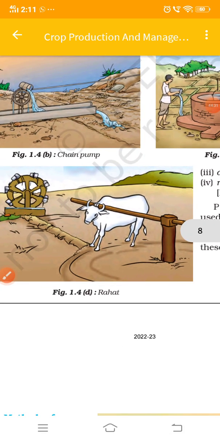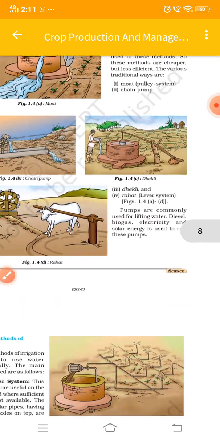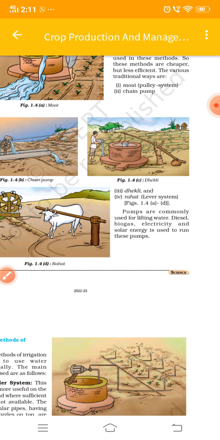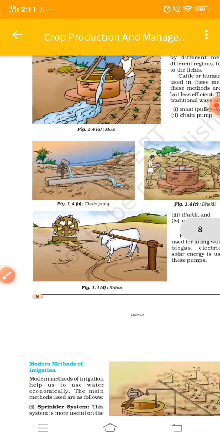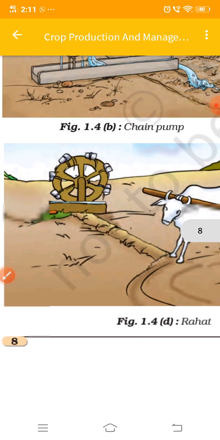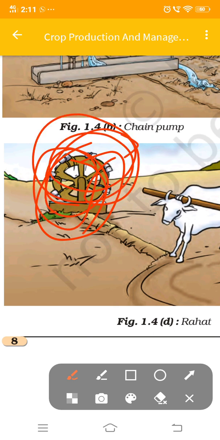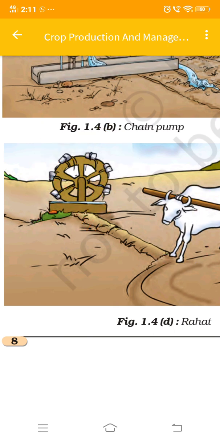Rahat, I also don't know. I think in Rahat, when the log of wood is there, it is pulled by the ox, the bull, and the circle which is over here is being rotated with the help of this bull, according to me.